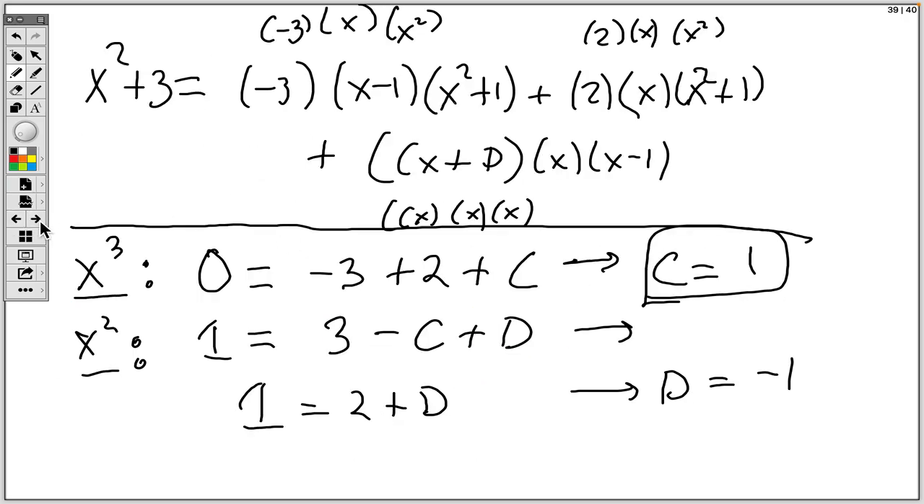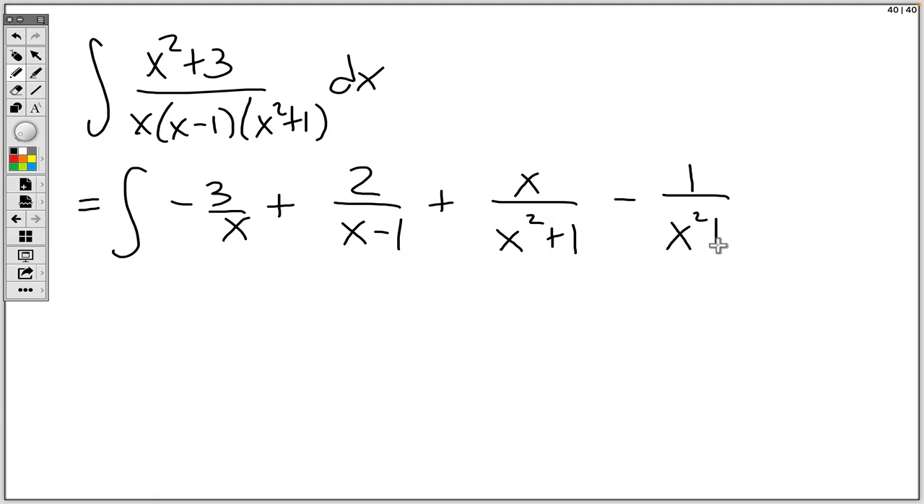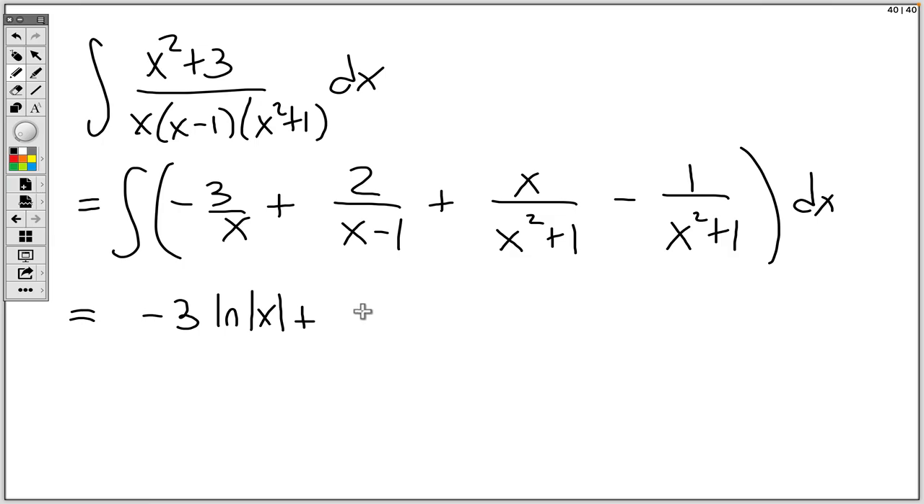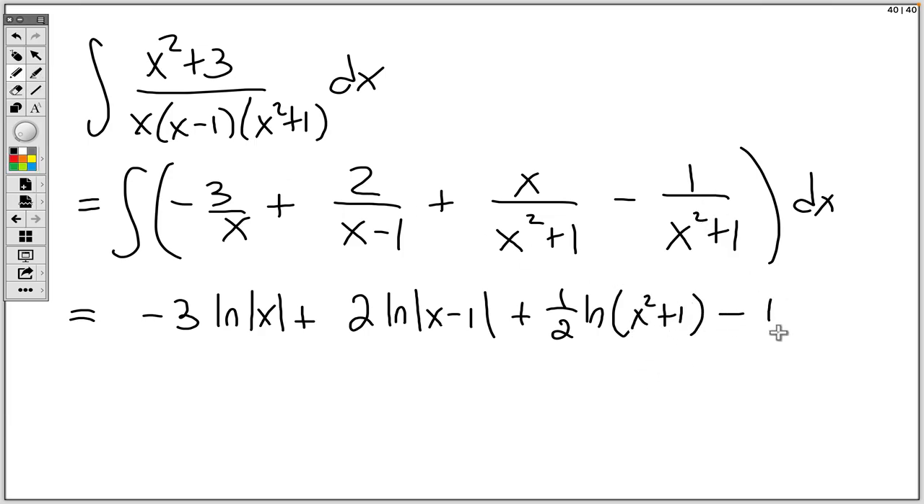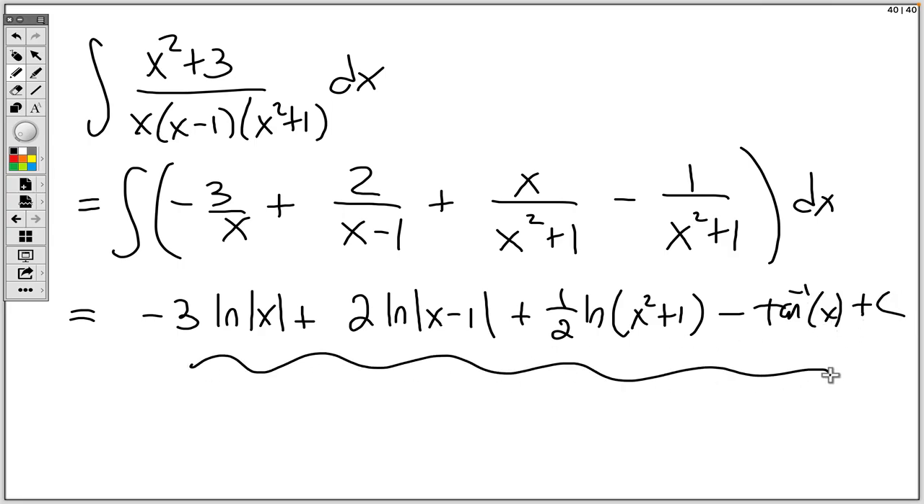And minus 1 over x squared plus 1. Okay, so that's our partial fraction decomposition. Now we go through and integrate. We get negative 3 natural log absolute value x plus 2 natural log absolute value x minus 1. Here we could do a little u-sub to get a 1/2 natural log x squared plus 1. And since x squared plus 1 is always positive, we don't need the absolute values. And then this is our old friend, the inverse tangent of x, plus c. So that'll do it for that example.